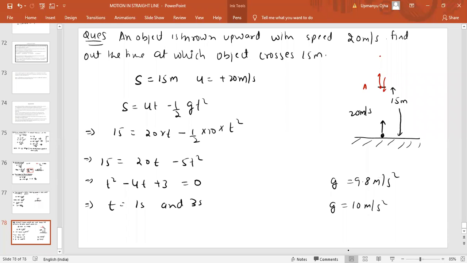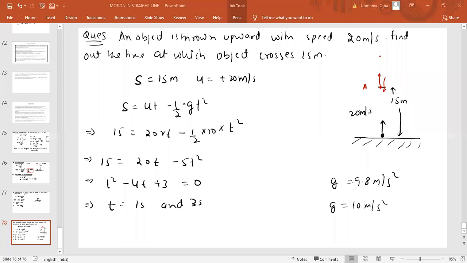Again, I will repeat here. An object is thrown upward with the speed of 20 meters per second. Find out the time at which it crosses the 15-meter mark. Let us suppose the 15-meter mark is at point A. When you throw the object upward, initial velocity is plus 20 meters per second. You have to find when the displacement of the ball is 15 meters.